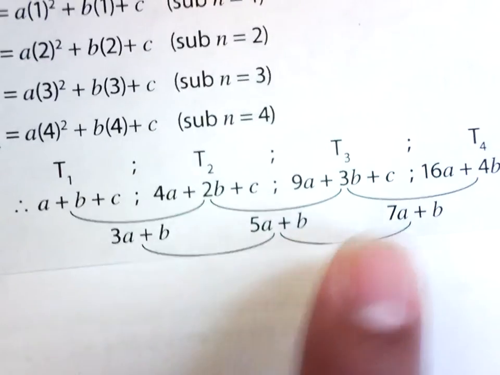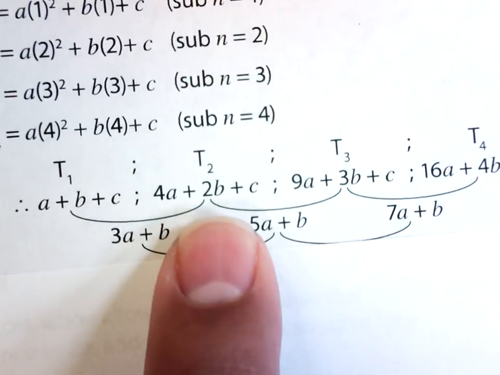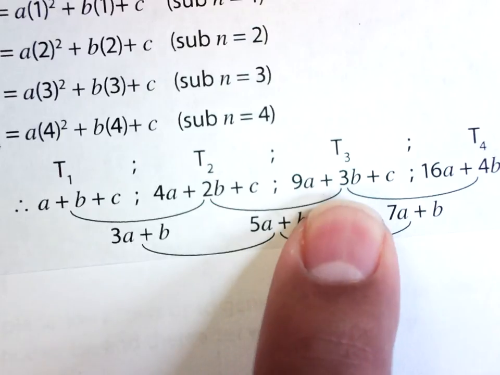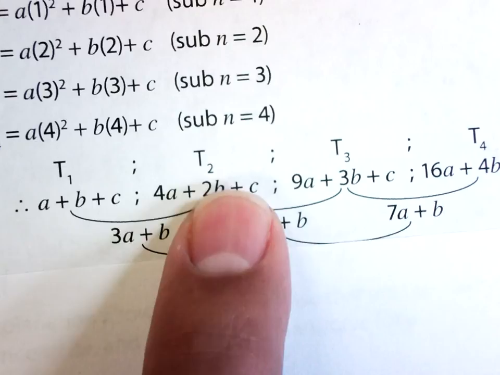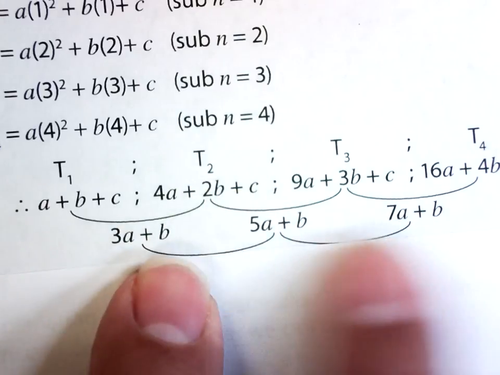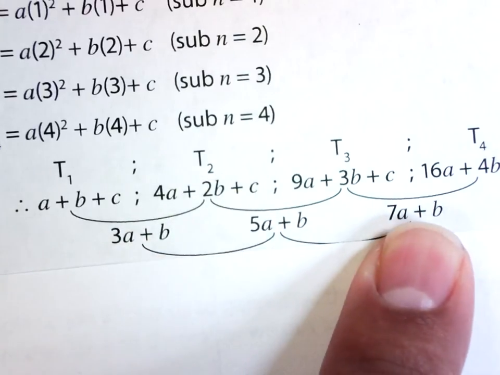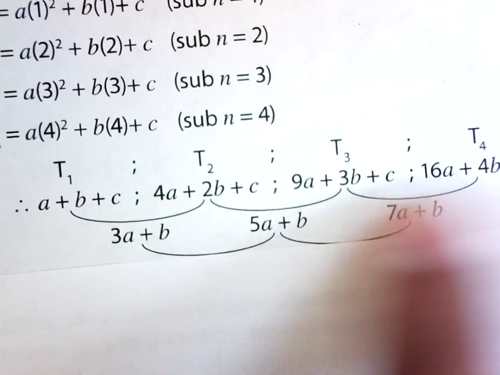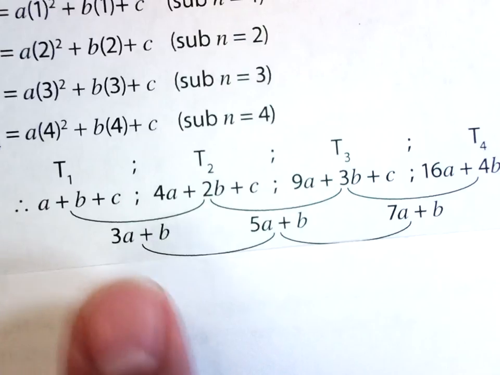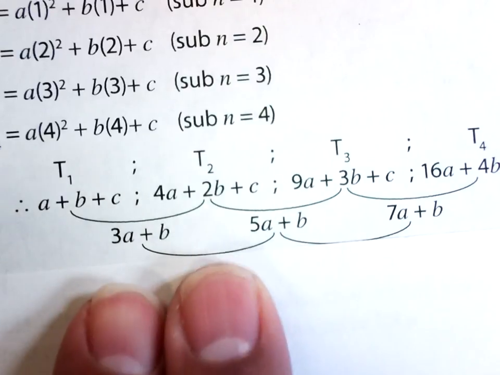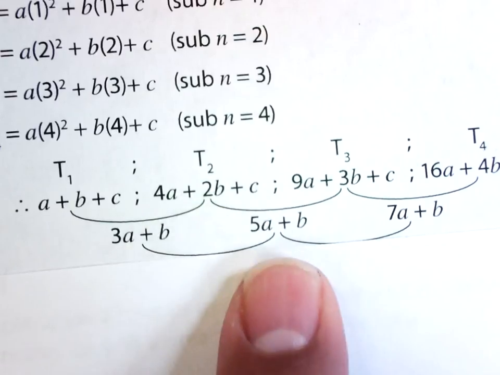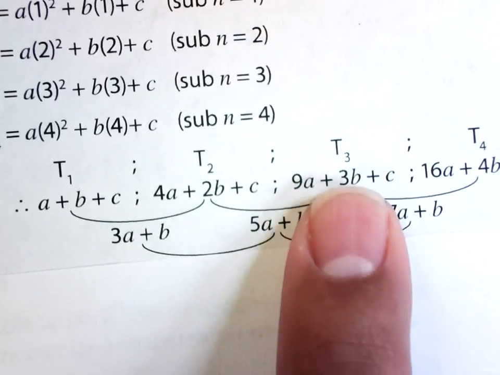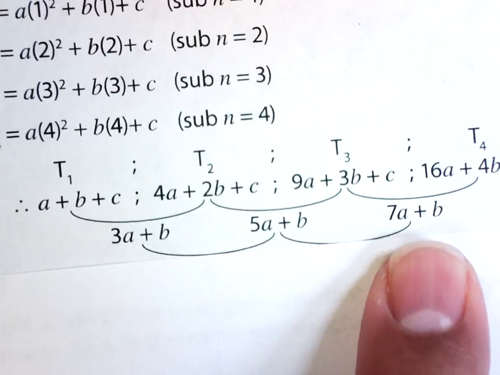How about the b's? Here I have 1 b, now I have 2 b's, now I have 3 b's, and then I had 4 b's. So each time we added a b, 1 b, added 1 b, 1 b, 1 b. I added a b each step of the way. And my c's didn't change. There was no difference in my c's. I had 1 c, 1 c, 1 c, and 1 c. So each step of the way, from t1 to t2, my difference was 3a plus b. From t2 to t3, it was 5a plus b. And from t3 to t4, my difference was 7a plus b.